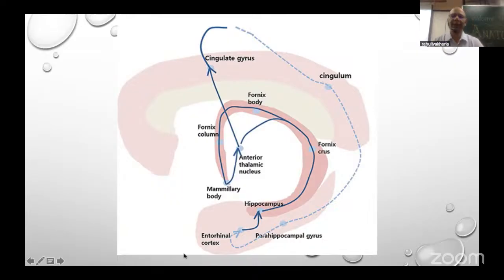So let us say it starts from here, the entorhinal cortex to the hippocampus. From there it goes through the efferent outflow into the fornix, into the body, comes to the column and into the mammillary body. From the mammillary body, it goes to the thalamic nuclei, the anterior thalamic nuclei. From there, it goes into the cingulate, and this dotted line again shows that through the cingulum, it comes back into the parahippocampal gyrus, the entorhinal cortex. This is the Papez circuit that has been described.